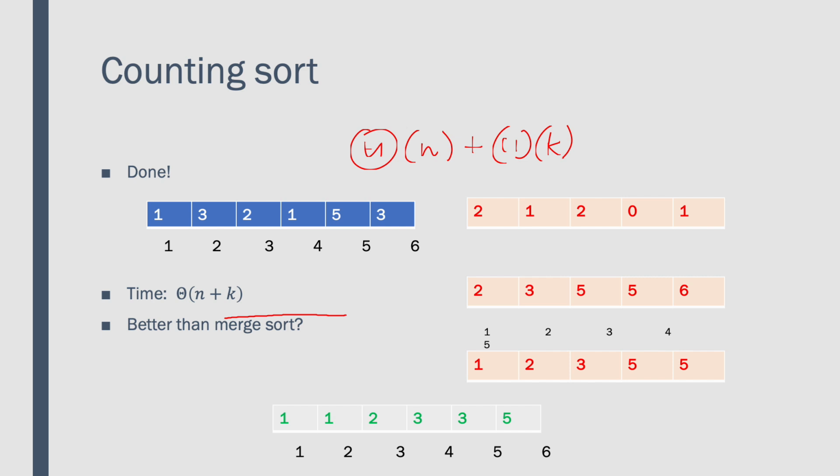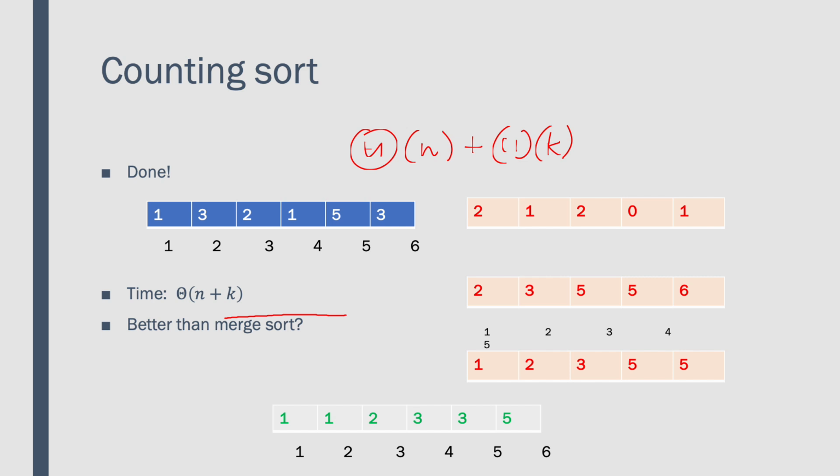So this placement step takes big O n time because we process each element exactly once. So combined with the previous steps, the overall time complexity of counting sort is big O n plus k. So basically the input was 132153 and the sorted output is 11233.